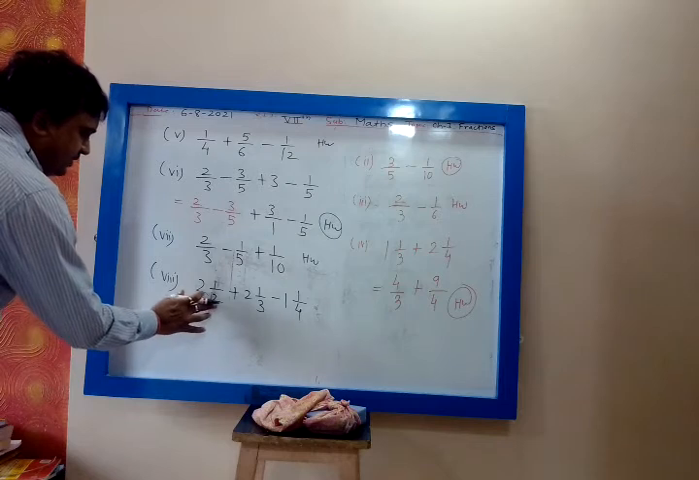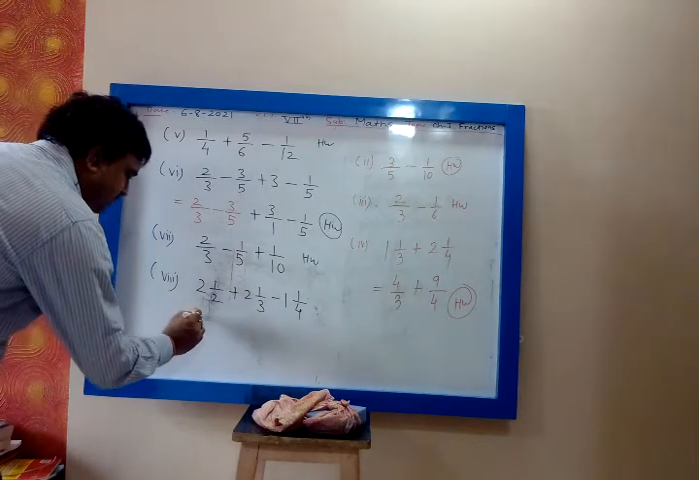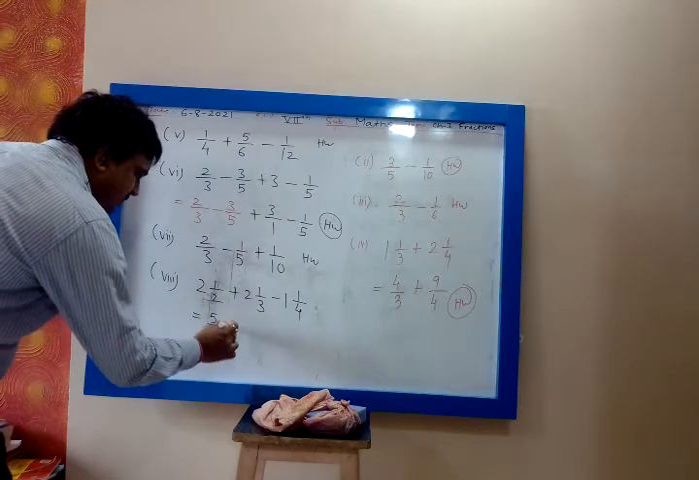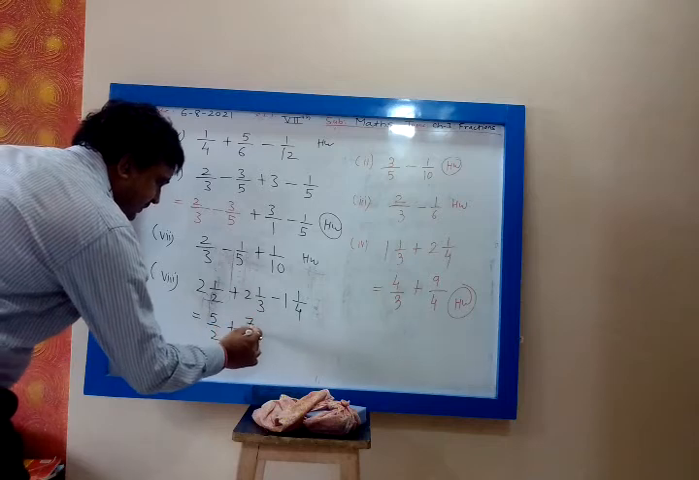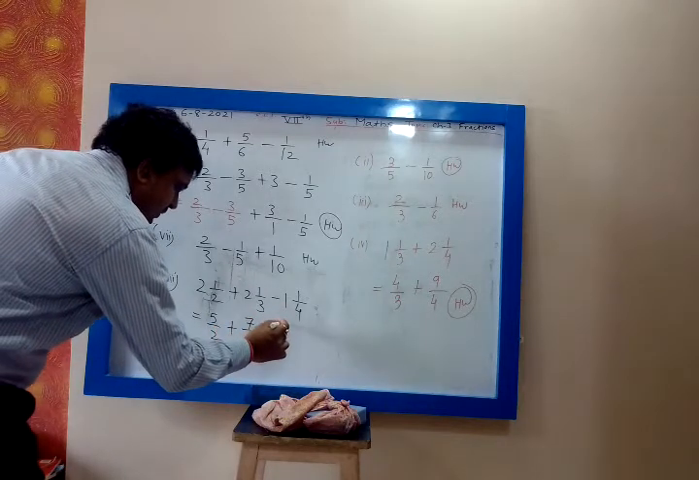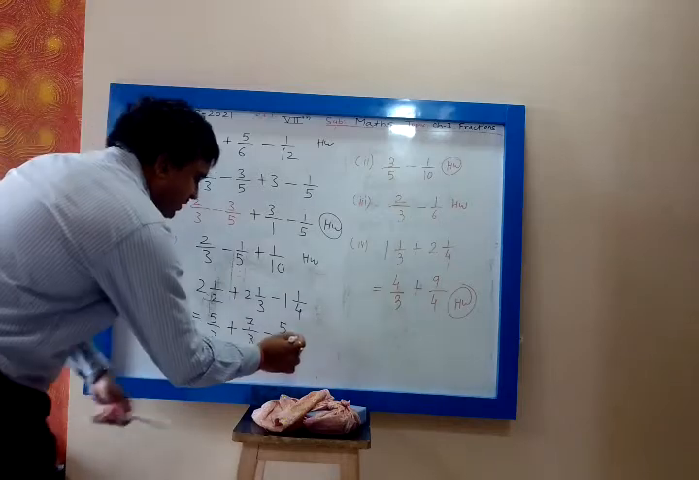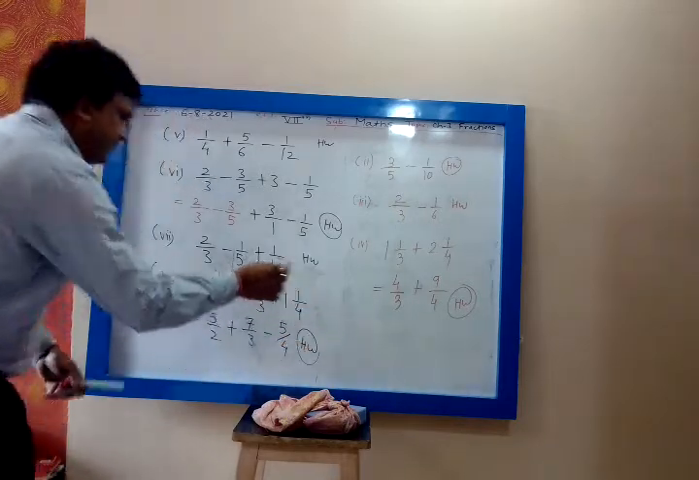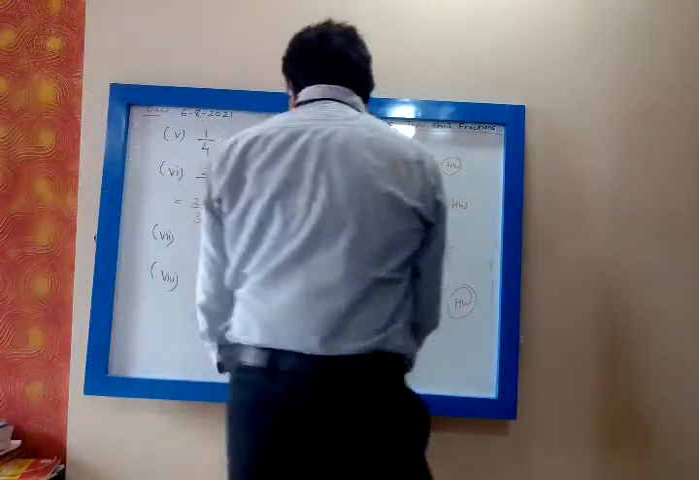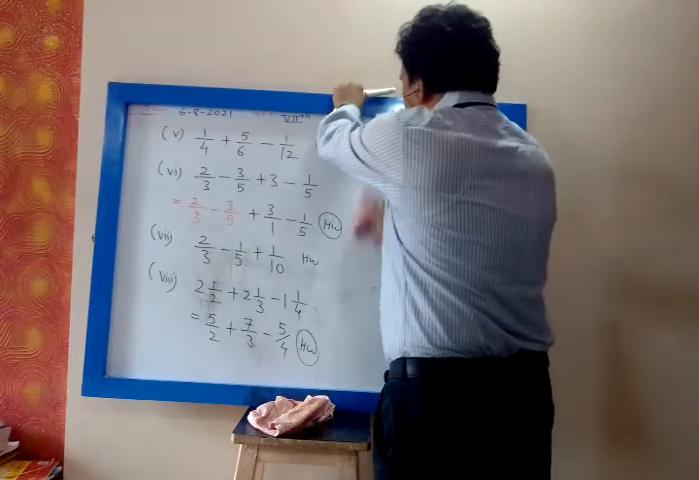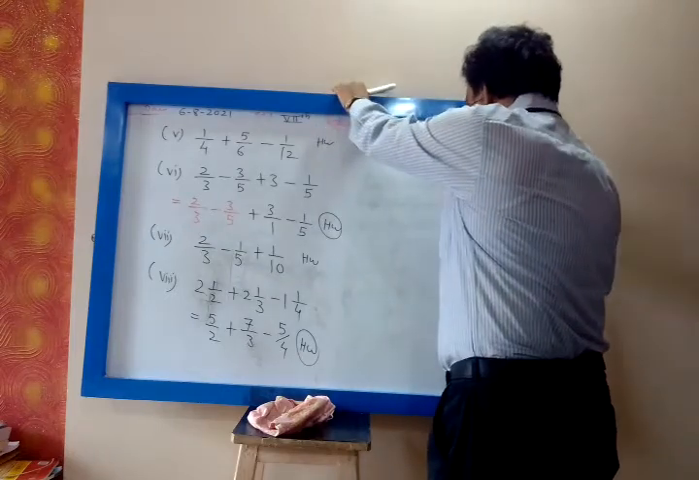How will you simplify? Mixed fraction. 2 2s are 4 plus 1, 5 by 2. Plus 3 2s are 6 plus 1, 7 by 3. 4 1s are 4 plus 1, 5 by 4. Then you will take LCM of 2, 3, 4, homework. Okay.